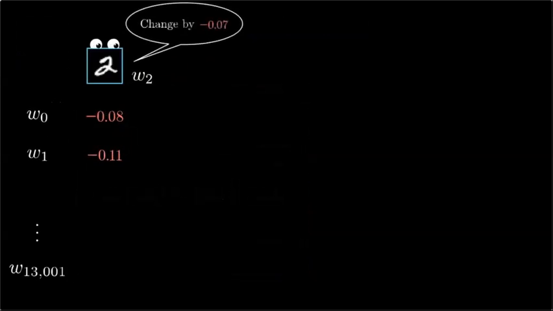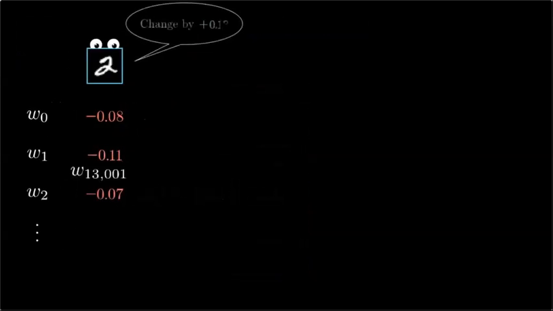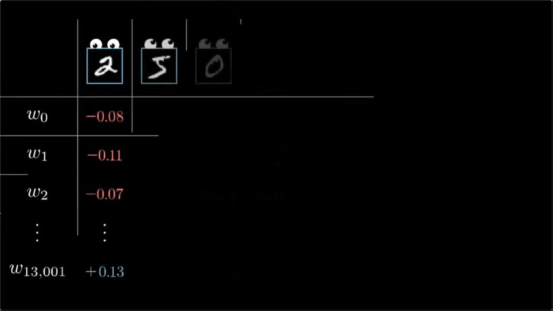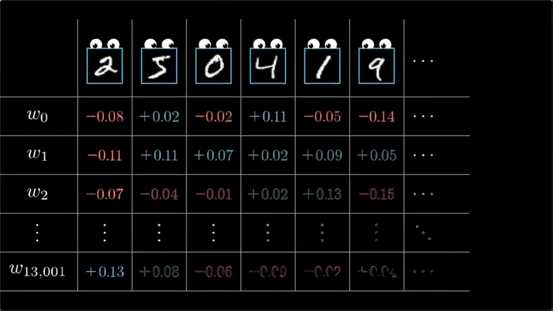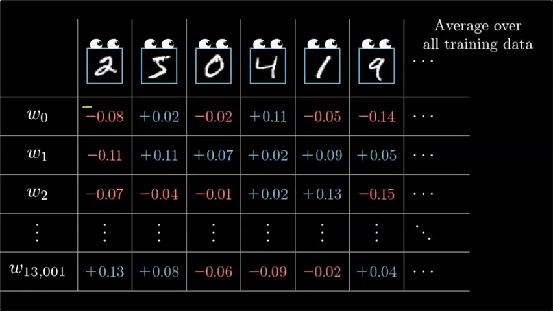If we only listened to what that 2 wanted, the network would ultimately be incentivized just to classify all images as a 2. So what you do is you go through this same backprop routine for every other training example, recording how each of them would like to change the weights and the biases. And you average together those desired changes.